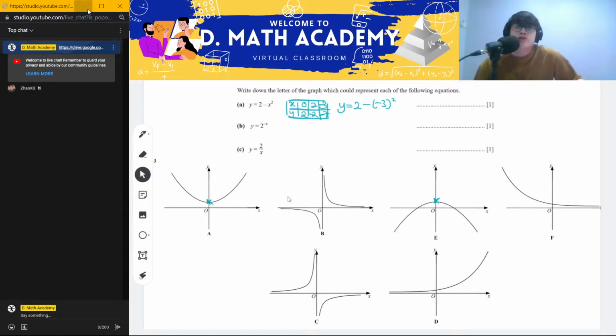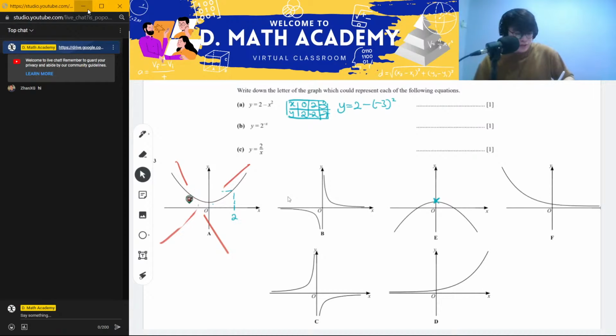Okay, then when I try to put in some other value, like let's say when x is 2, I ended up with negative 2 now. So this one here, if let's say 2 is here, when you trace it up, clearly the y results is not negative, which means that A is not the graph that we are looking for. So this is the wrong one.